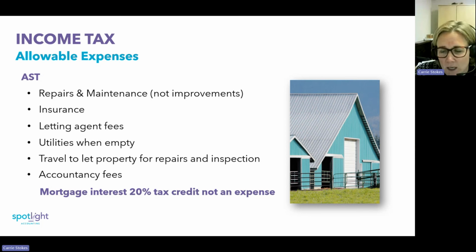The big thing that has come recently is your mortgage interest. Instead of that being an expense, you get a 20% tax credit. So if you roll back to the diagrams I did earlier, the landlord that's earning £70,000 a year would be paying 40% tax on his income less his expenses, but then only getting 20% mortgage interest relief on his finance costs.